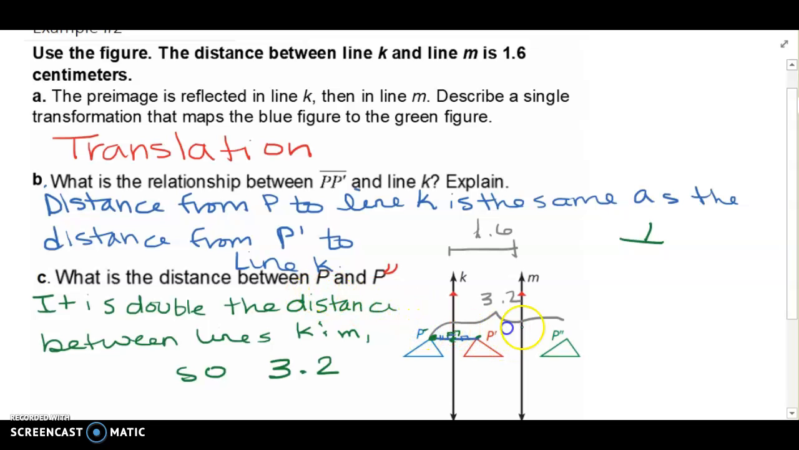And the distance from P to P double prime, well, guys, that theorem, the reflections in two parallel lines theorem, tells us that that is double what the distance is between the two lines. So if the distance between the two lines is 1.6, the distance between P and P double prime is double that, so 2 times 1.6 is 3.2.